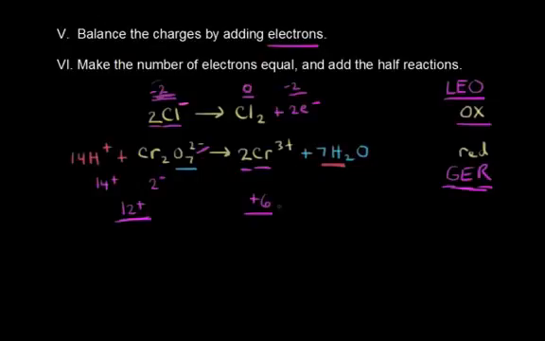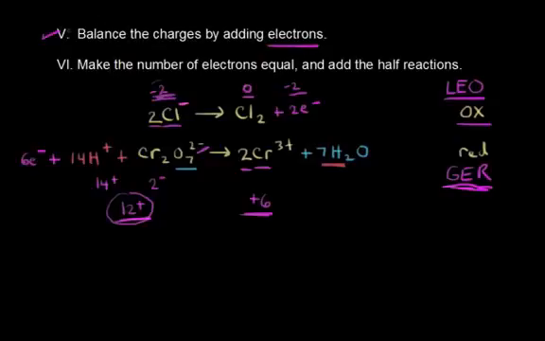I already know I'm going to add them to the reactant side, from Leo the lion goes grr. Or I can just think about the fact that if I have 12 positive charges, I would need to add 6 negative charges to get me to a total charge of +6. So I need to add 6 electrons to the left side over here. So I'm going to go +6 electrons like that. And now we have the charges balanced, and so this step is done. So step 5 is done.